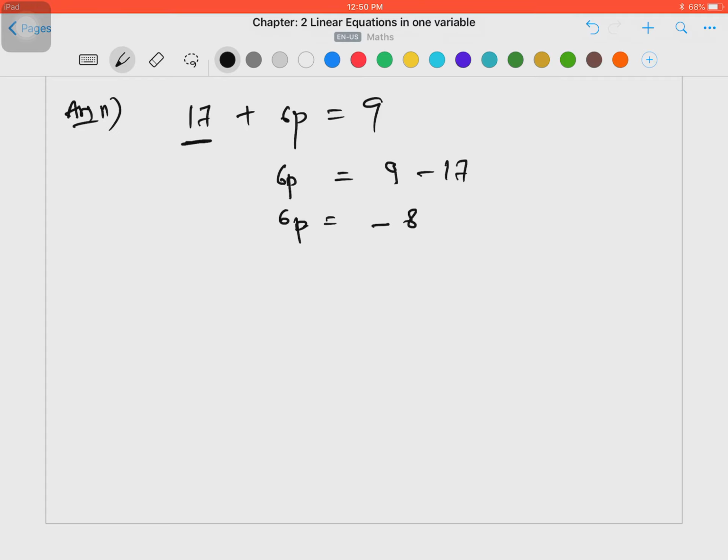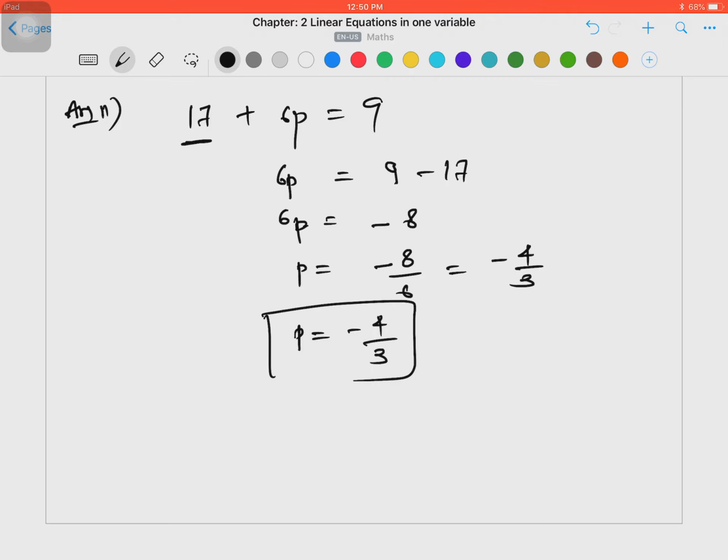17 minus 9 is 8, because the bigger term is with the minus sign, so the sign will be minus. So p will be equal to minus 8 by 6, and both numbers are divisible by 2, so we'll get minus 4 by 3 when you divide them. So p is equal to minus 4 by 3.